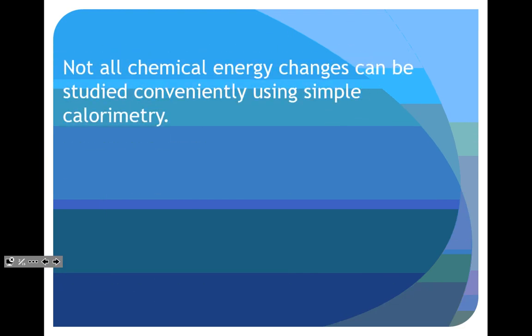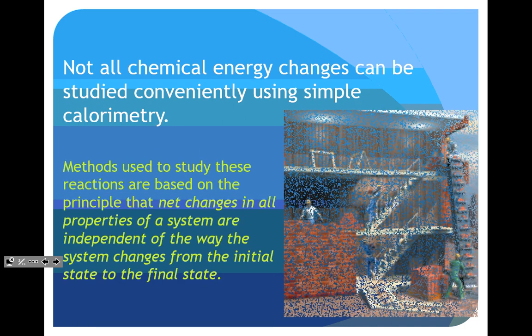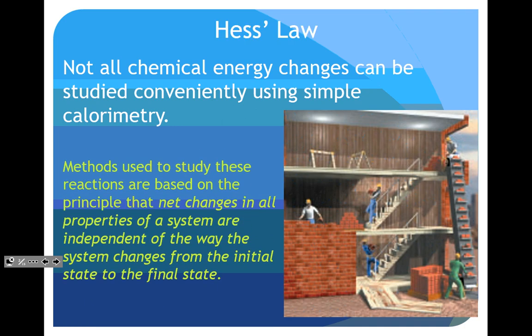Not all chemical energy changes can be studied conveniently using simple calorimetry, so we have to find different ways, and this is one of those ways. Methods used to study these reactions are based on the principle that net changes in all properties of a system are independent of the way the system changes from the initial state to the final state.